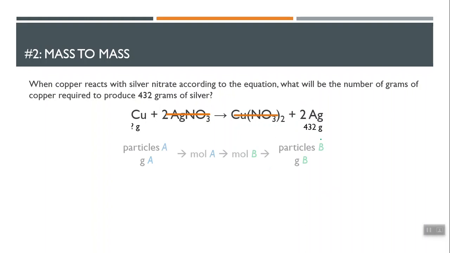Okay, so I'm going to bring up the picture that I talked about in the beginning of the video. All right, so in this case, we want to go ahead and match up our grams. This is our given. So we want to start from the beginning, right? So we want to match it up with that one. So we're going to write 432 grams of silver, and this is our starting point. Okay, so now what is next in our picture? Next is moles of A. So in this case, what is A? A is silver. So that's the same thing that we're writing, moles of silver.